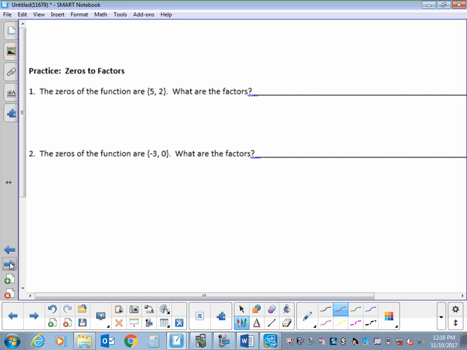Same thing, we're going to practice zeros of factors. The zeros of the function are 5 and 2. What are my factors? X minus 5, x minus... Are you guys getting this?